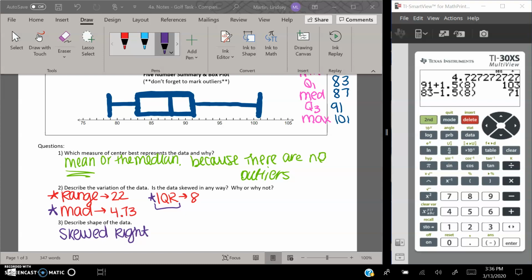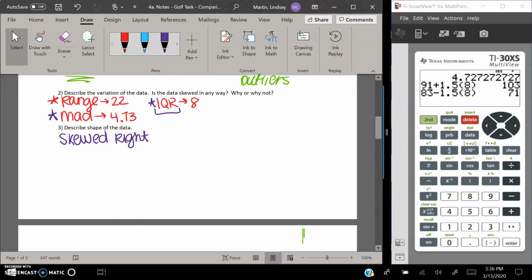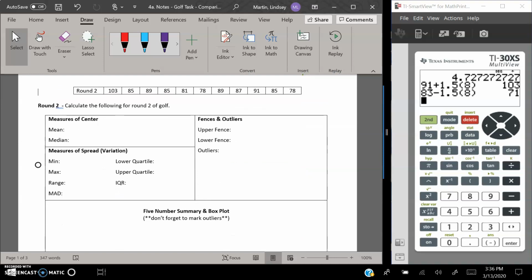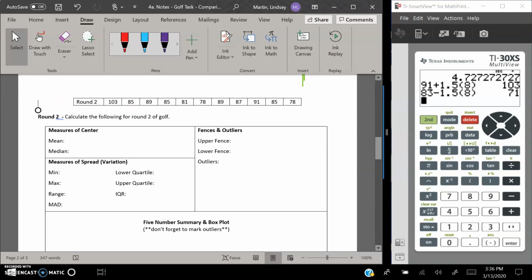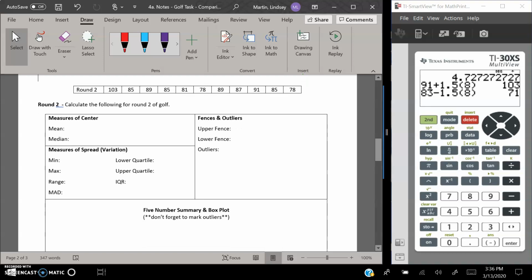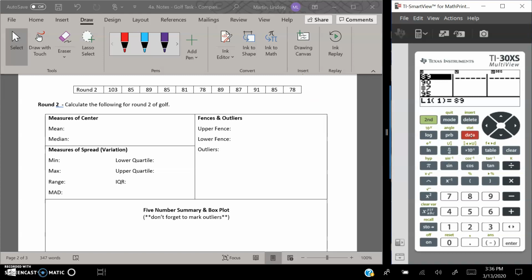Now we're going to continue on with our second set of data, which is round 2. We're going to go back to our calculator now and input round 2 into our data set. So we can leave round 1 in list 1 and put round 2 into our second list. So we'll start out by doing that by pressing 103, enter, 85, enter, and so on. So pause the video here to input the rest of your data points.